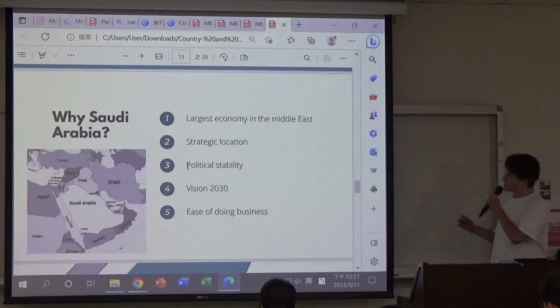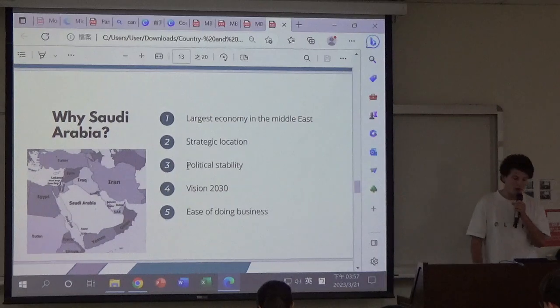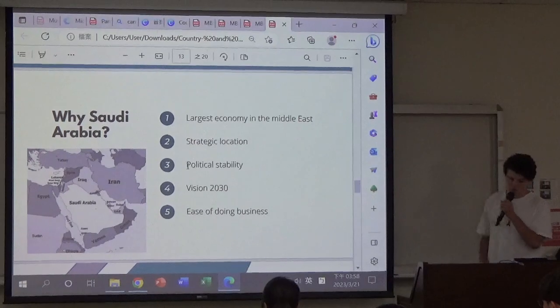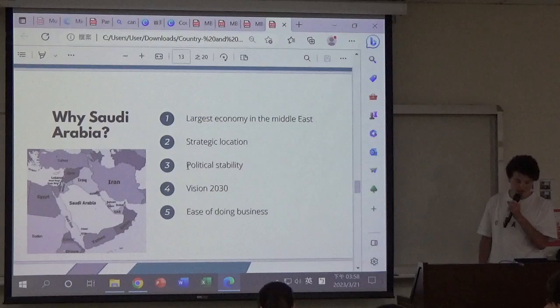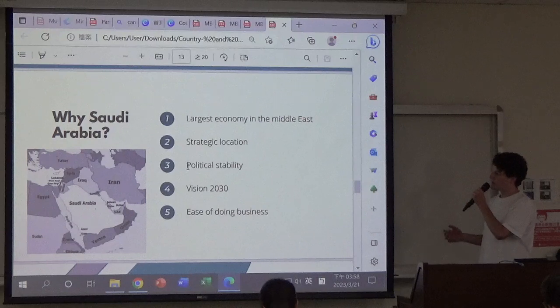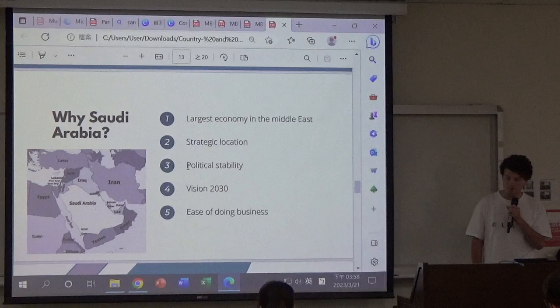The second is one of the most important ones. It's the strategic location of Saudi Arabia. Saudi Arabia borders several countries in the Middle East and also has a very long coastline which has several ports which are very necessary for doing business. The third pillar is the political stability. Saudi Arabia has a monarchy and it has a king, and the king has been there for quite a while now. So Saudi Arabia has relative political stability compared to other Middle Eastern countries where this isn't the case.